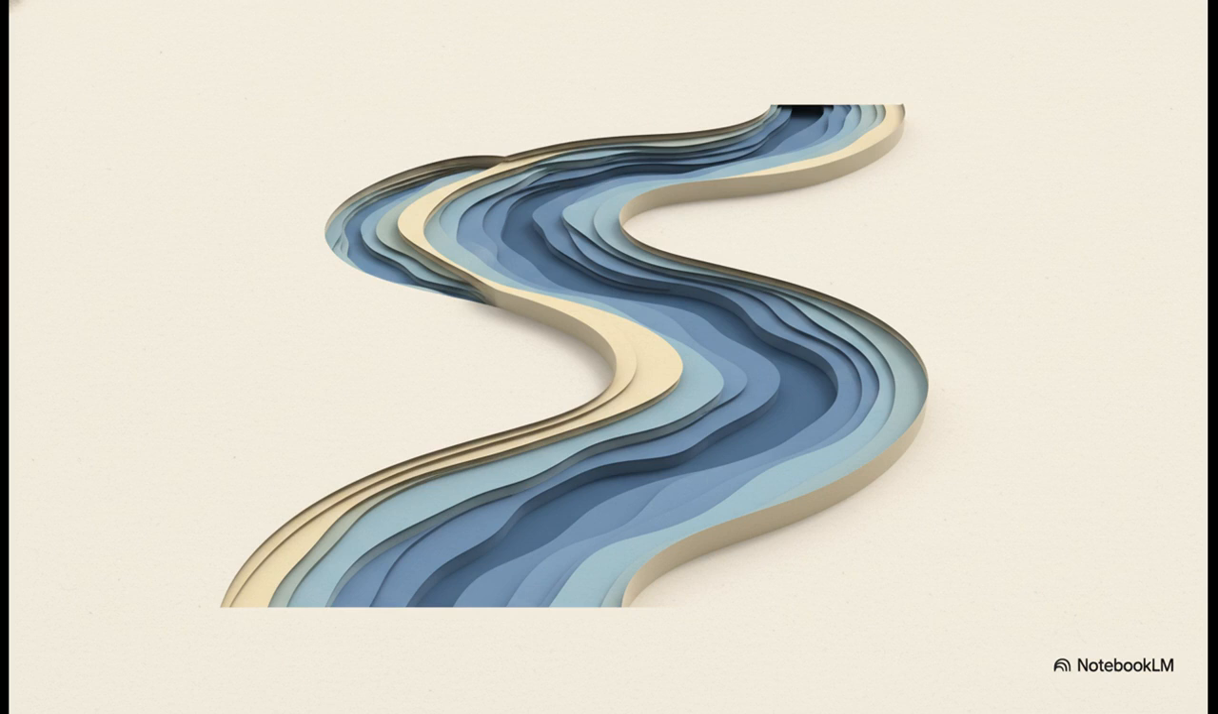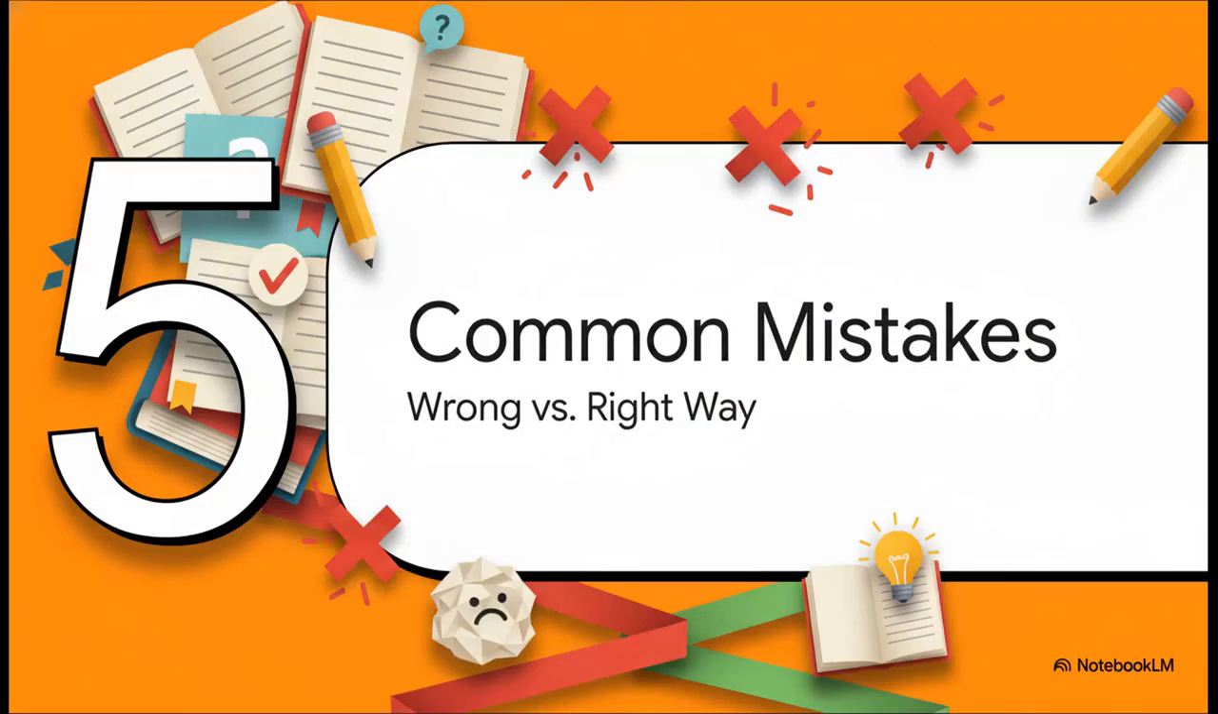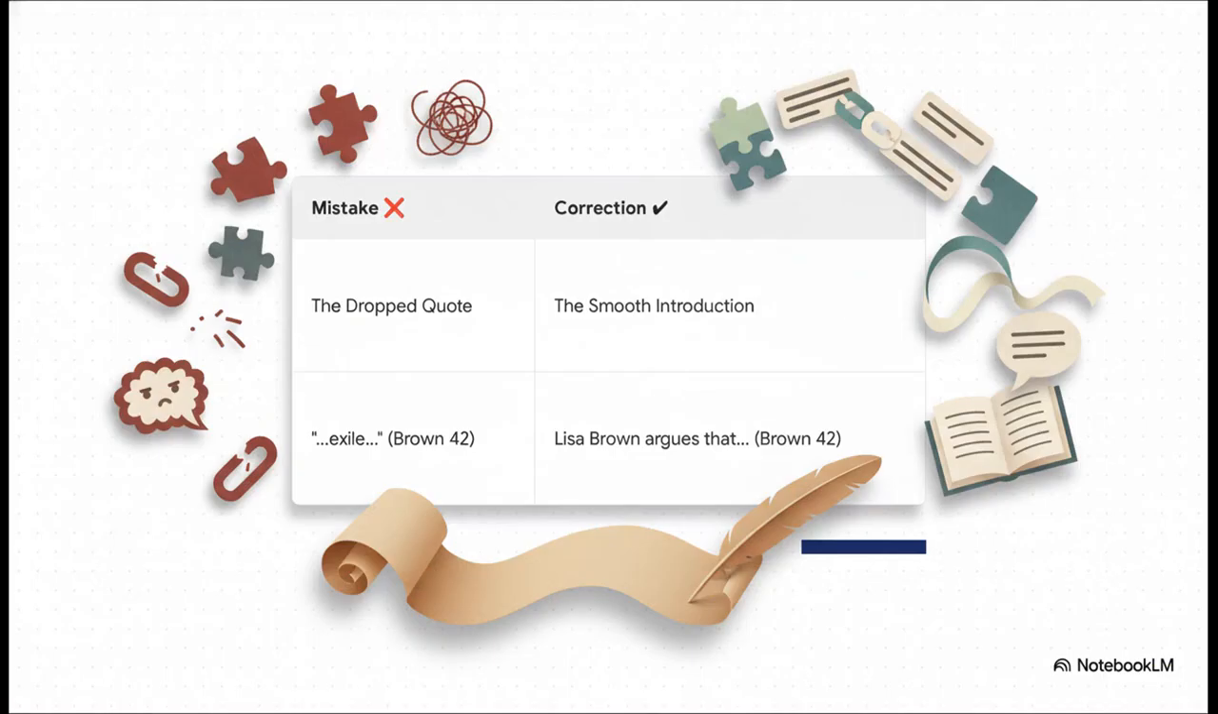No clunky repetition needed. Knowing the rules is great, but sometimes seeing what not to do can be just as helpful. So let's look at the 2 most common mistakes students make so you can avoid them completely. Okay, the first classic mistake is the dropped quote. It just appears out of thin air and leaves your reader totally confused. The correction, of course, is that smooth introduction we just practiced.